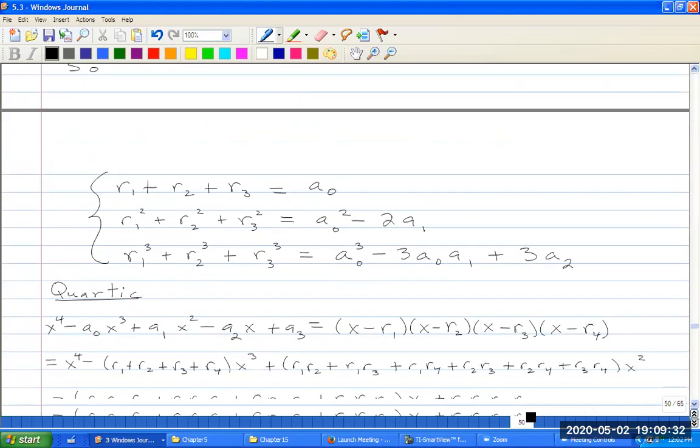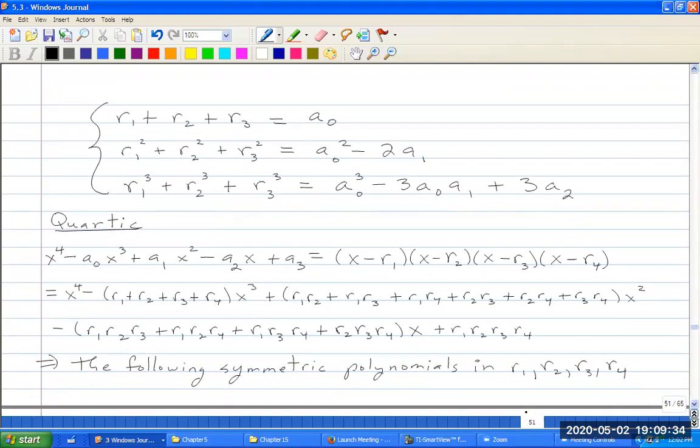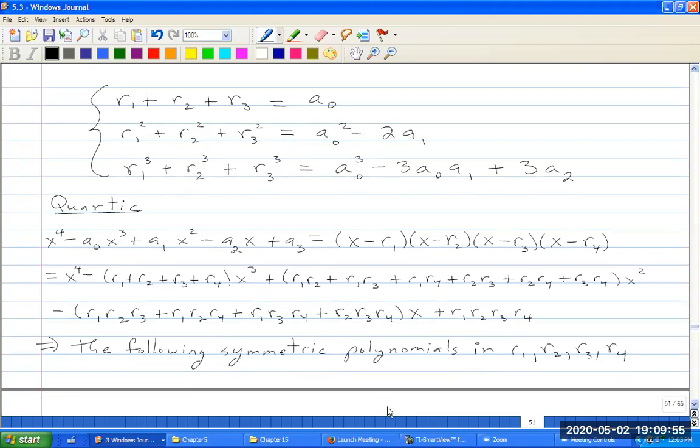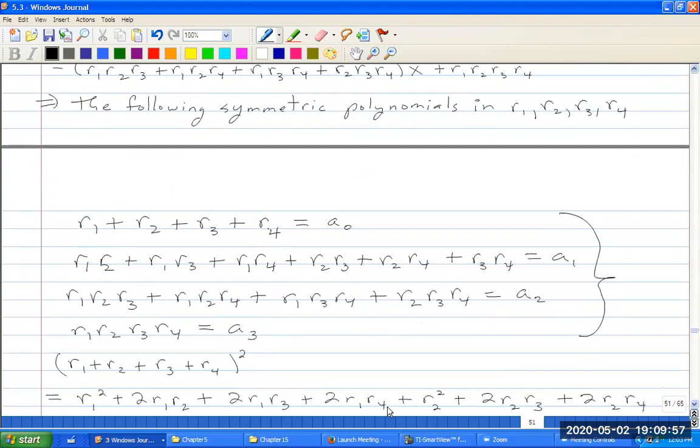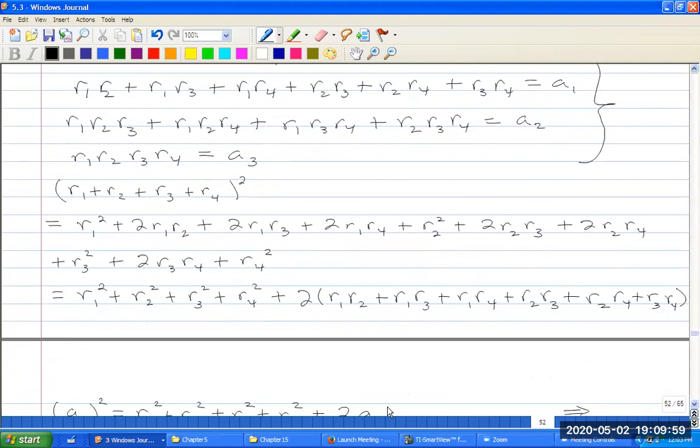For the quartic, you could do the same thing. You could just say, well, x to the fourth minus A0 x cubed plus A sub 1 x squared minus A sub 2 x plus A sub 3 let it equal x minus R1, x minus R2, x minus R3, x minus R4. If you multiply that out and regroup, you get, again, the same relationships as before.